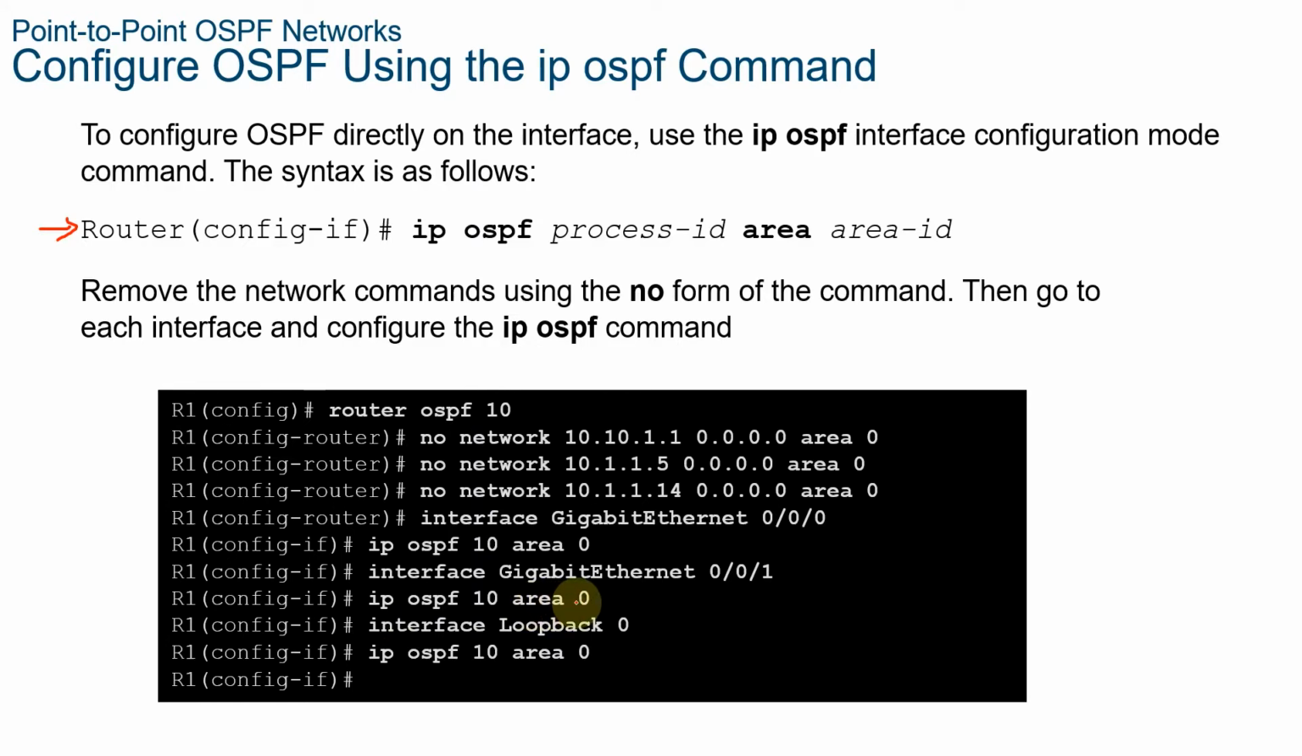Most of the time we are using the network command, but it's up to you. You can use this as an alternative way of doing the configuration. For loopback 0, ip ospf 10 area 0. So it has the same effect.